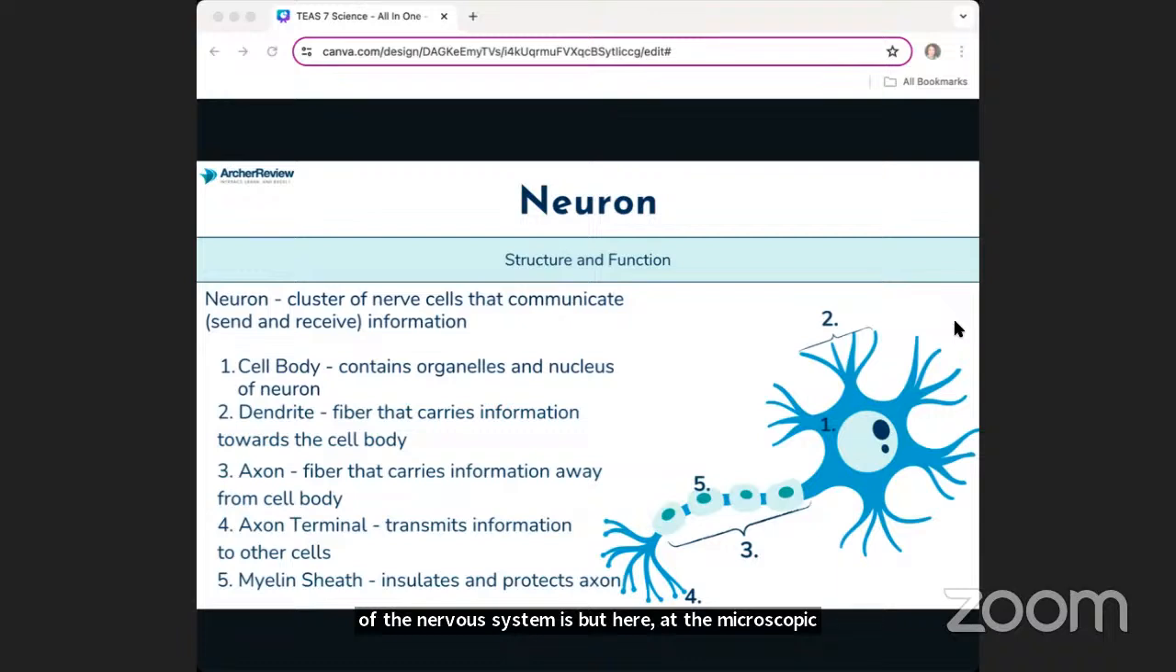So the neuron is made up of 5 major parts that we'll talk about today. Number 1, I have labeled. We'll call that area the cell body, and it's going to contain organelles and the nucleus for that neuron.